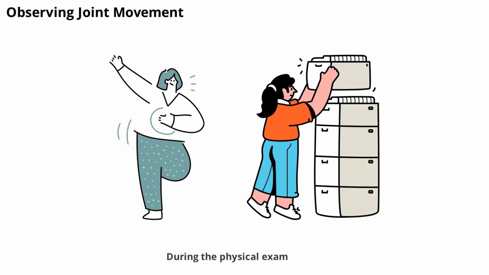During the physical exam, doctors pay close attention to how the joint moves. They look for any limitations in movement, pain during motion, or abnormal joint alignment. Observing the patient's gait, or the way they walk, can also reveal subtle changes caused by osteoarthritis. These observations help doctors determine which joints are affected and how much the disease has progressed. It also assists in planning further diagnostic steps and potential treatments.